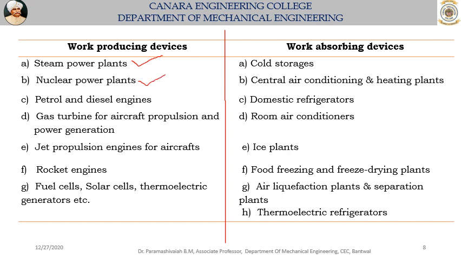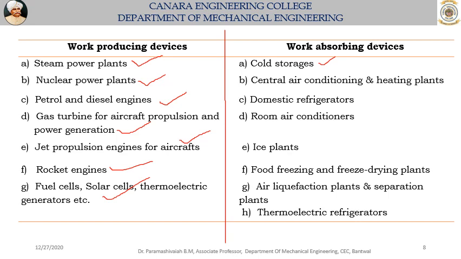Petrol and diesel engines: in these engines, the chemical energy is used and power or work is developed. Gas turbines, all turbines are power producing machines. Then jet propulsion engines for aircraft, rocket engines, fuel cells, solar cells, thermoelectric generators, all these are power producing machines. They produce or develop the power. Then some other machines absorb the power, like the cold storage system, maybe a refrigerator.